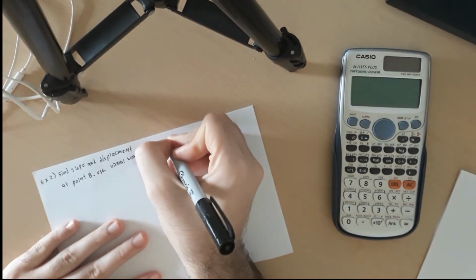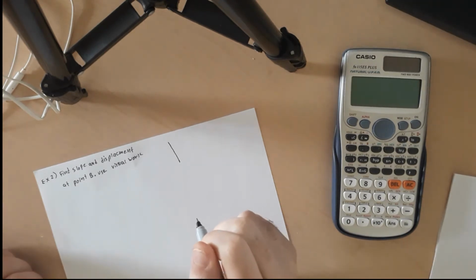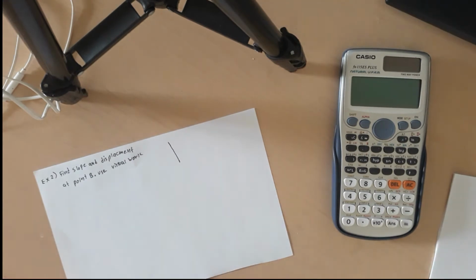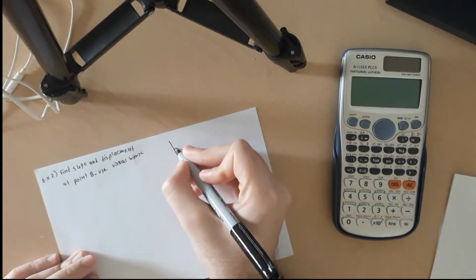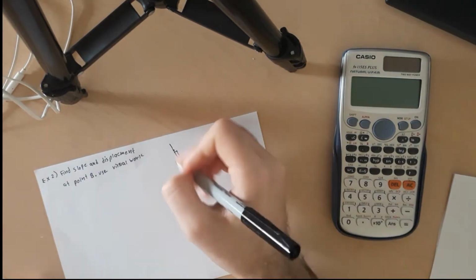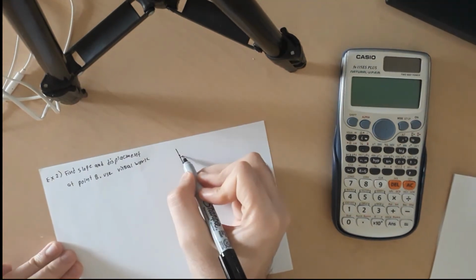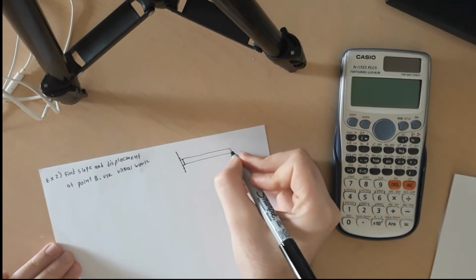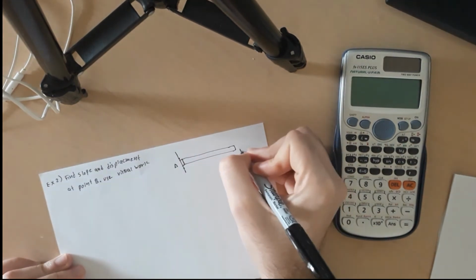Let's draw the picture. So we have a fixed end, but then on this fixed end we have a pin, and you need to be very careful when doing this problem, judging whether this is fixed or pin. So the picture looks like this. On the wall there is a pin horizontally, and then there is a beam connected to this, and the beam is free at the end. We call this A, we call this B.